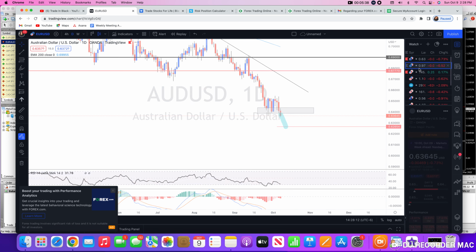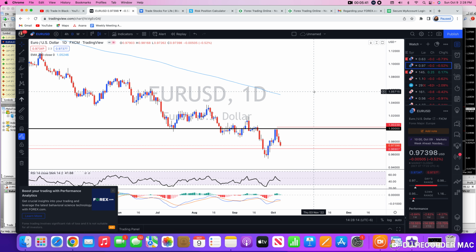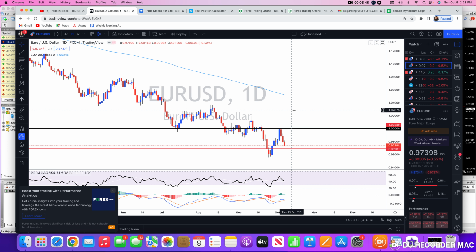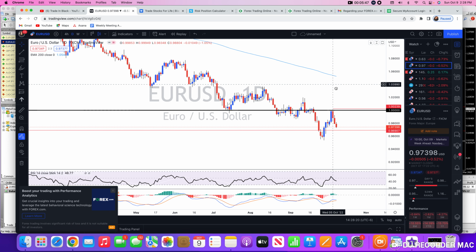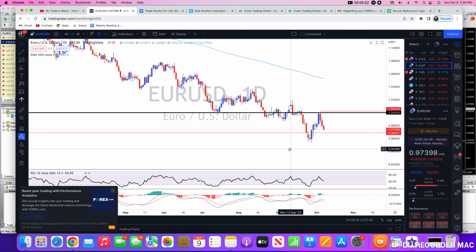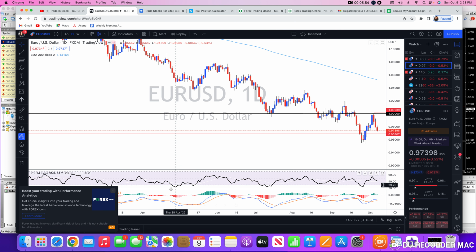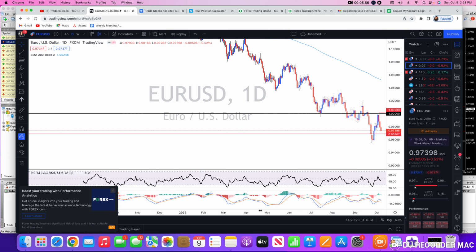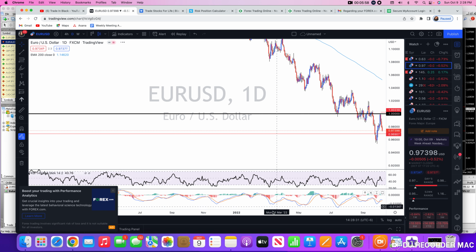USD over to, I only have 5 pairs today, so I hope that that's okay. I did include US30 though, because I want to start implementing that a little bit more. Okay, to Euro dollar. For Euro dollar, I honestly think we're going to see some consolidation, to be frank.